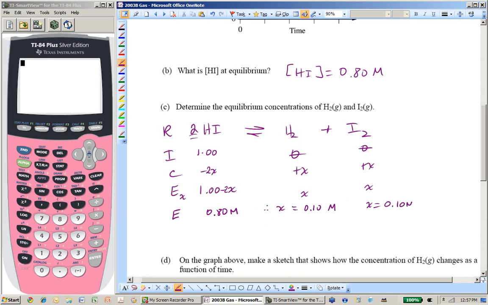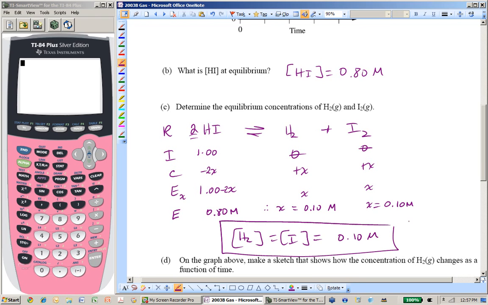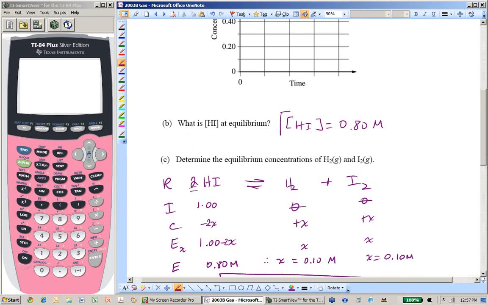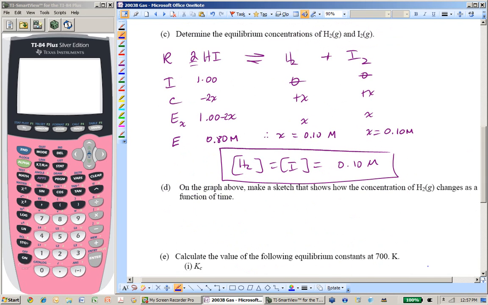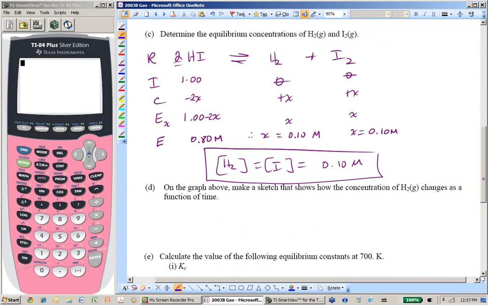All right, so that means that concentration of H2, which is equal to the concentration of I2, is equal to 0.10 molar. There's my answer. Nicely boxed. Should have boxed it up here too. All right, then what do they want me to do? On the graph above, make a sketch that shows how the concentration of H2 changes as a function of time.